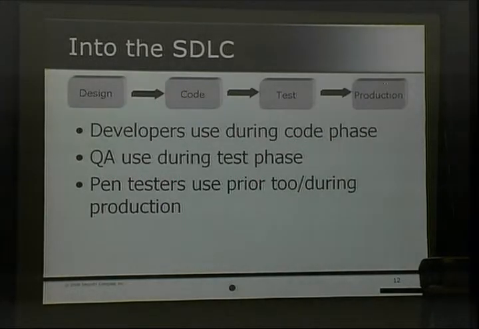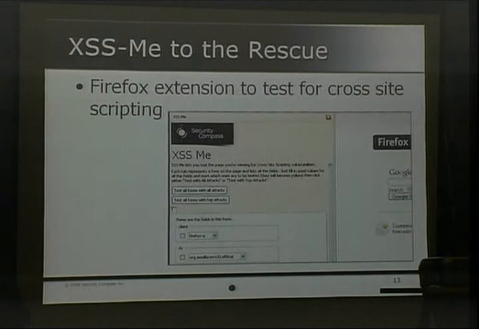So the best approach, as I already mentioned, is really to do this in various phases, right? We need a tool that developers can use in code during the development environment. QA can use it in the test environment, and if you're pen testing or testing post-production, you want to use the same tool there as well. So Dan, is there any hope?